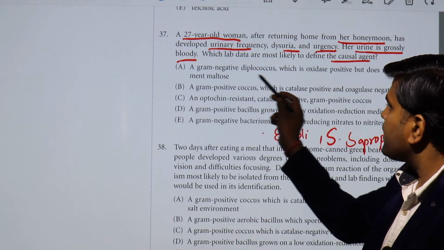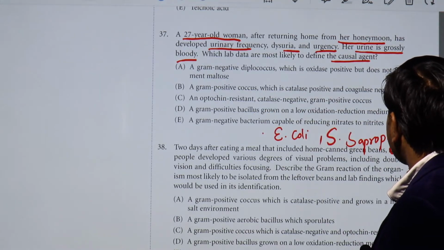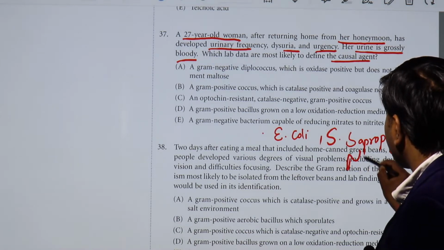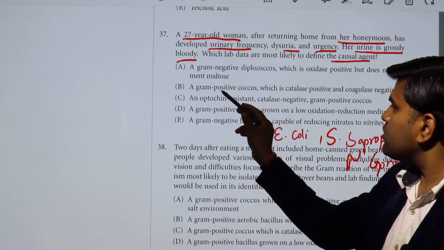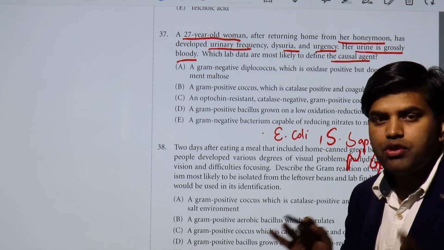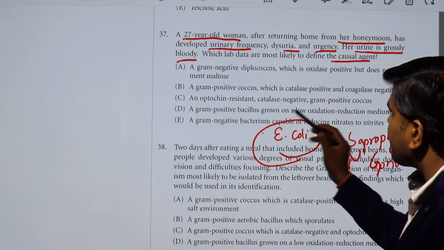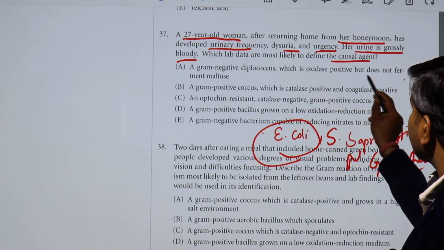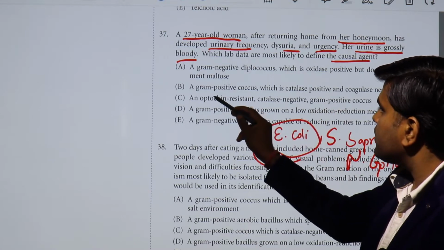So there is a gram-negative diplococci. They are talking about gram-negative, so they could even be talking about Neisseria gonorrhoeae, gonorrhea. They are also talking about a gram-negative, but we are talking about the most common cause of urinary tract infection in the female, and that is E. coli. We know that. So let's find out. This is a gram-negative diplococci which is oxidase positive but does not ferment maltose. This is Neisseria gonorrhoeae. We are not related to this.